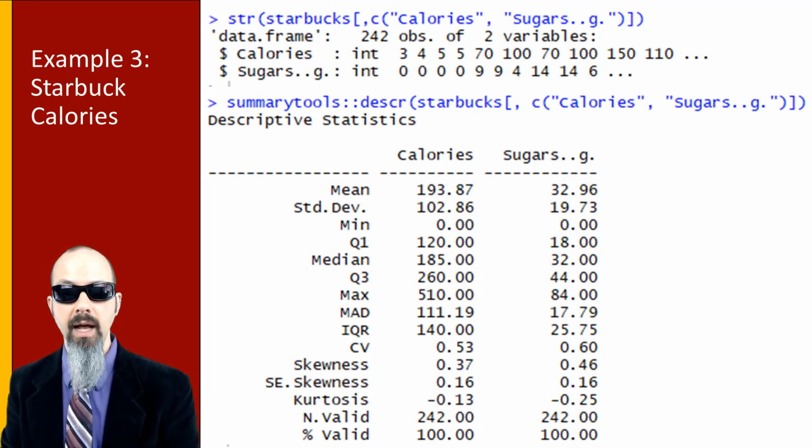Some of the Starbucks drinks have no calories and no sugars, where some of them have up to 510 calories and up to 84 grams of sugar. On average, they have about 194 calories and about 33 grams of sugar, respectively.